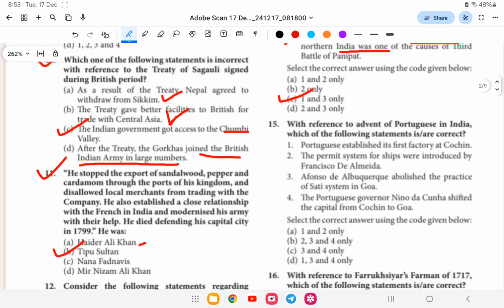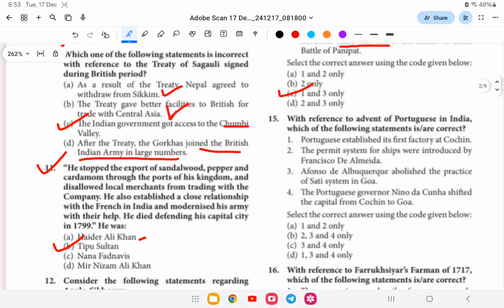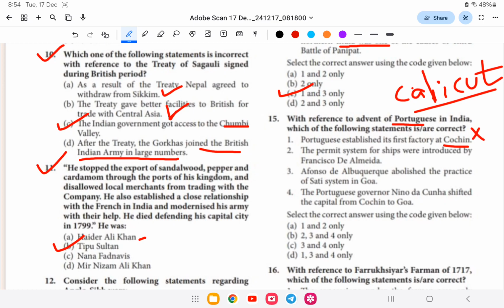Question number 15. With reference to the advent of Portuguese in India, which of the following statement is correct? Number 1. The Portuguese established its first factory at Cochin. It is wrong because it was established at Calicut or Kozhikode, not Cochin. So 1 is wrong.